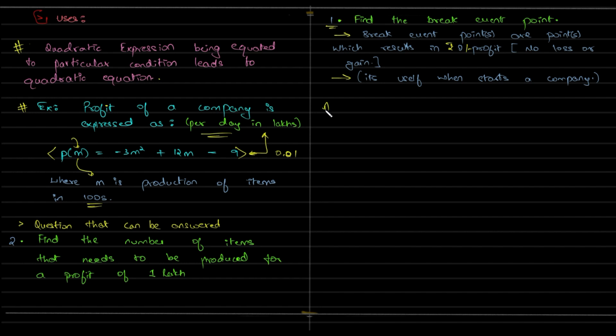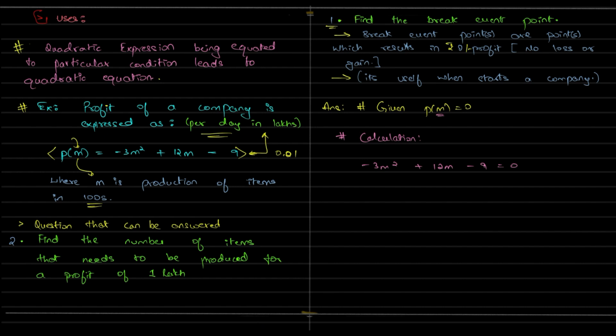So basically, what is given is the profit, right? P of M should be equal to 0. Okay. So they want us to figure out what is that value of M for which we see no profit or loss. So basically, we are looking at minus 3M square plus 12M minus 9 being equated to 0. So I want to find the answer for M. That is, solve this particular equation.